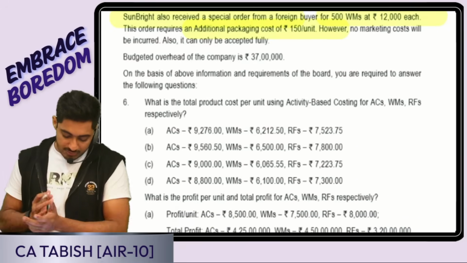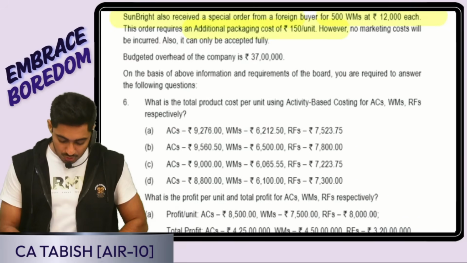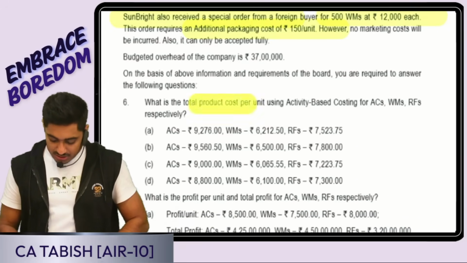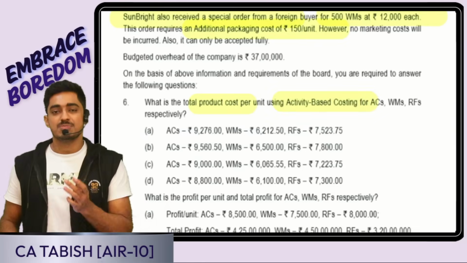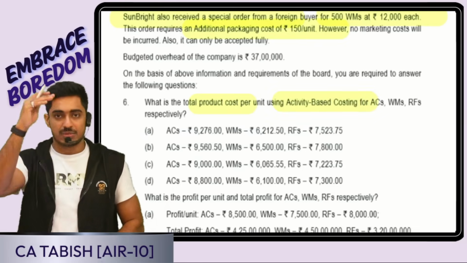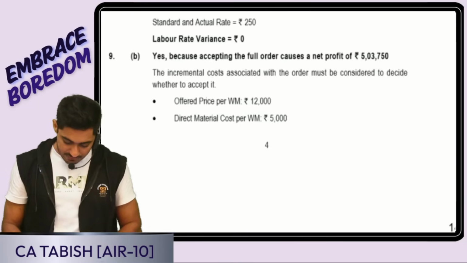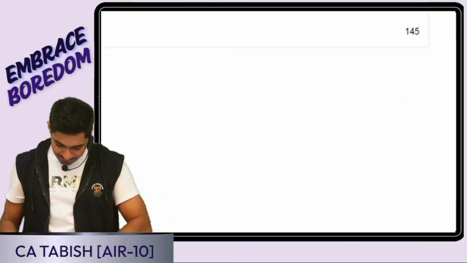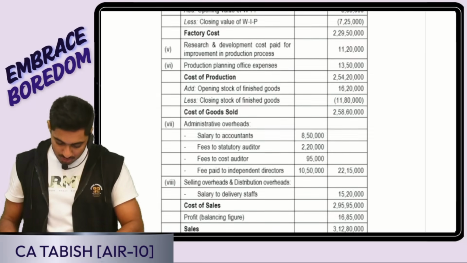Yes, first requirement they are asking is, what is the total product cost per unit using ABC? Simplest thing in the world, cost per unit using ABC. First I will show direct material, direct labor. Yes or no, everyone? Perfect. Look at this. I will just show you guys a solution. I'm not going to do the solution.